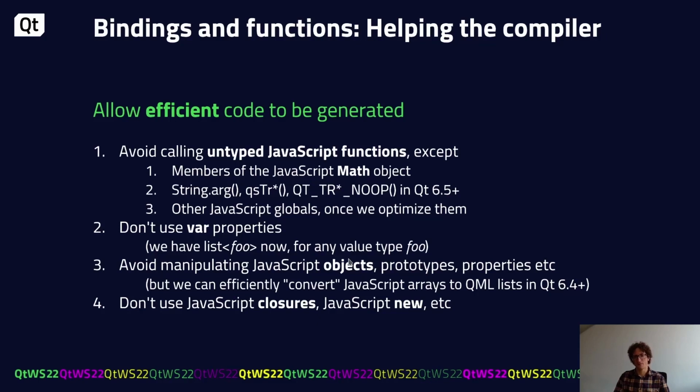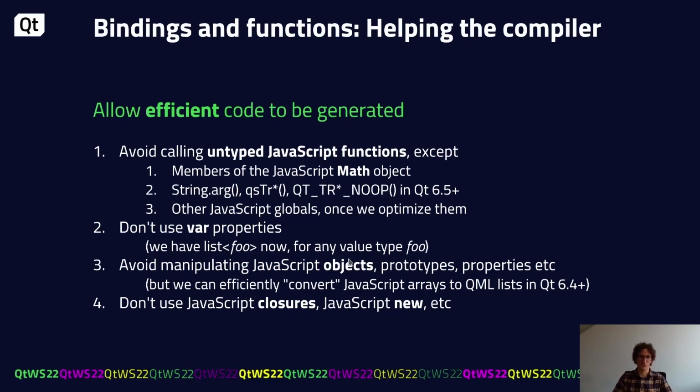First, we've optimized all members of the JavaScript Math object. So you can call math functions as much as you like. For each of those, we have an inline variant that will be generated into your code right away. Since math can only be done on numbers anyway, this was easy. Then, string arg and the various translation functions have been optimized in Qt 6.5. So you can also use those nowadays. Other things have not been optimized yet, but there will be more optimizations for other JavaScript globals. In particular, console.log will probably be the next one, since it's so common.